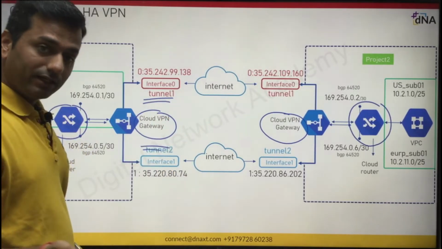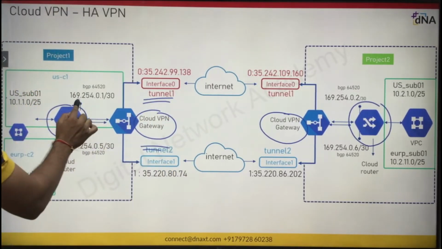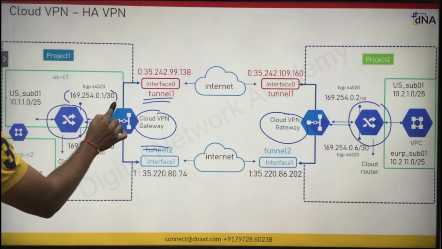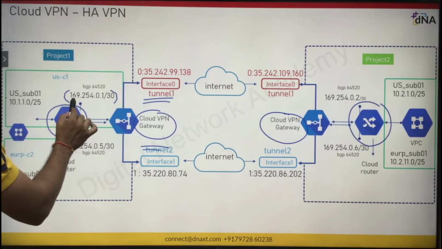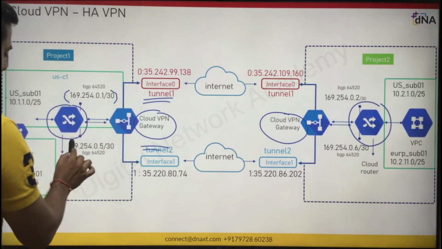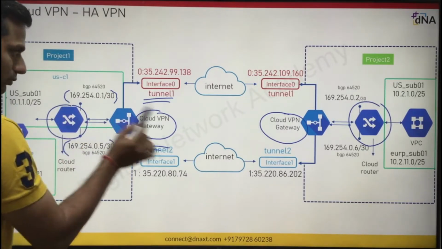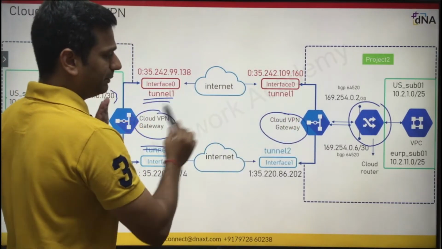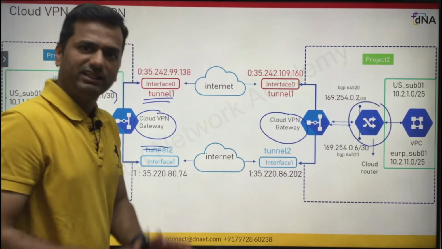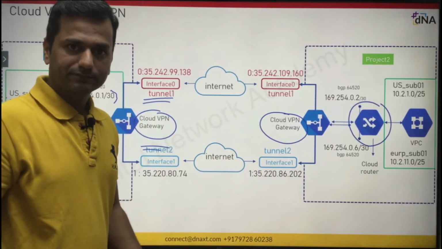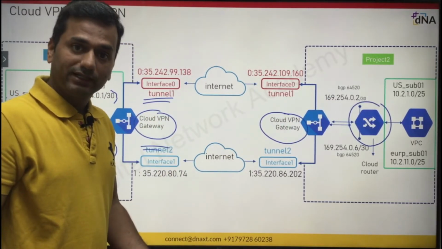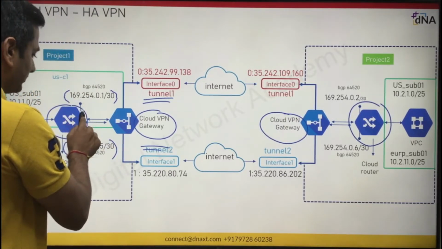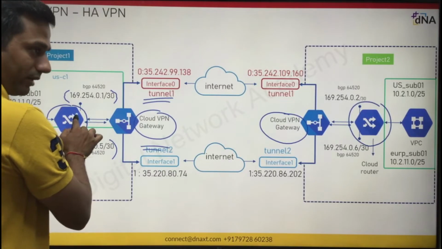Similarly, on a router you must have two IPs, one for tunnel 1 and one for tunnel 2. Now consider the IPsec tunnel between these two cloud VPN gateways is up and established. Then what is the next step? Definitely, you have to configure the IP address on the cloud router.